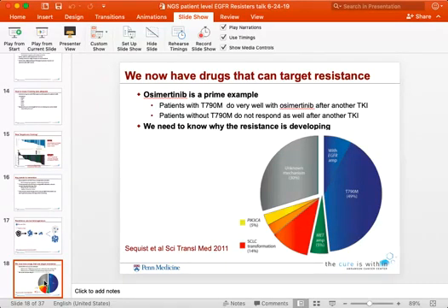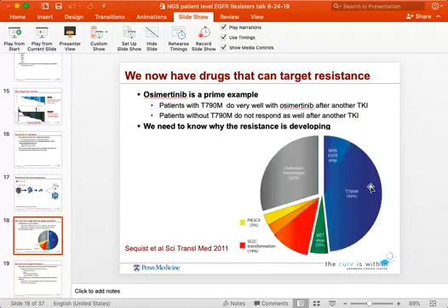Osimertinib is a prime example. We had many patients who for years were on erlotinib, gefitinib, afatinib, and this was from work by Dr. Sequist, which found that up to 49% of patients developed this T790 mutation. And because of work that Dr. Sequist and her colleagues did, we were able to see this and develop a drug to target it. And so that's how we were able to get osimertinib, is by understanding this mechanism of resistance.